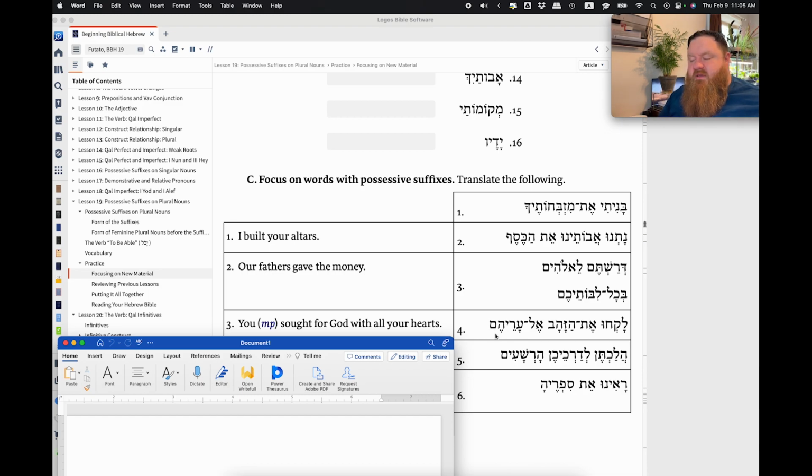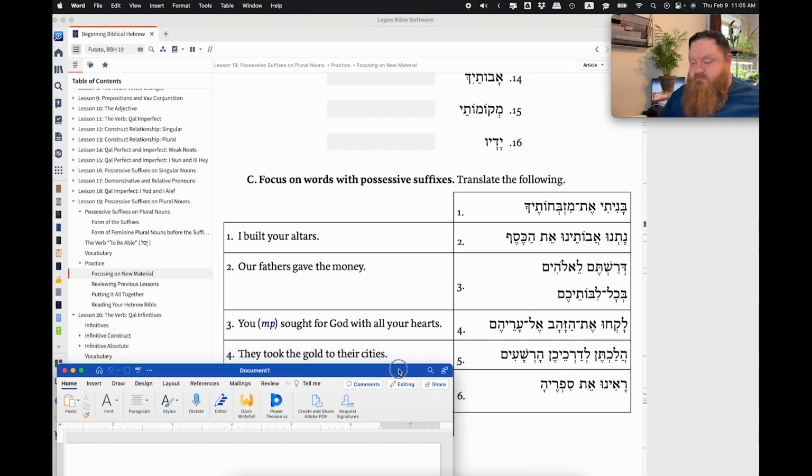Again, hem is going to be 3MP, and then it's got a yod here, so we know that this might be a little bit tricky and hidden for you here, because arim is the plural form of ir. Ir would be ayin, hirik yod, resh. And this looks very different. This has changed the hirik yod for the kamets. But it does mean cities, and it means their cities. So they took the gold to their cities.